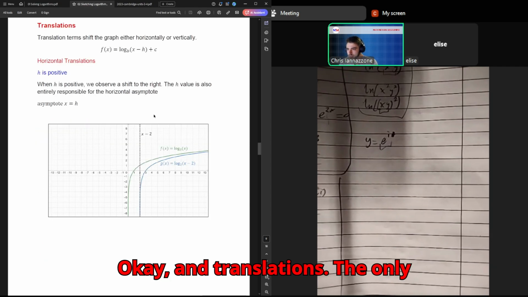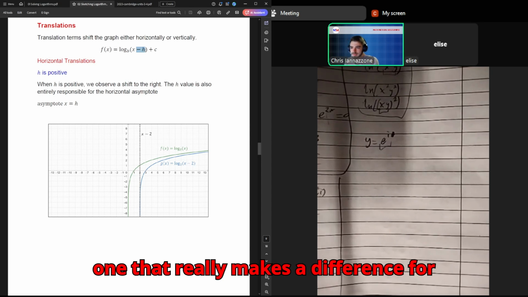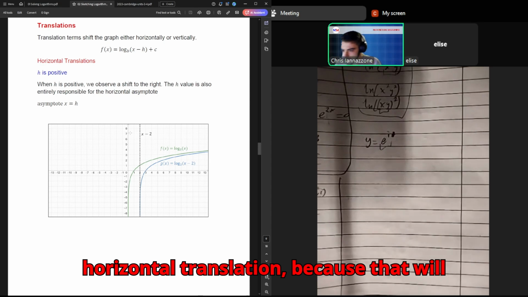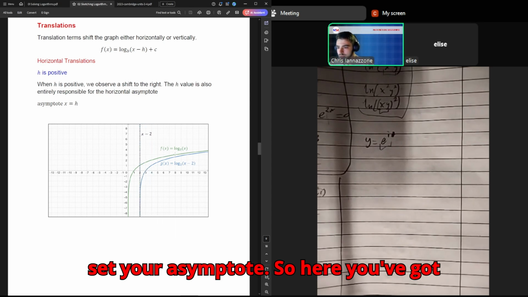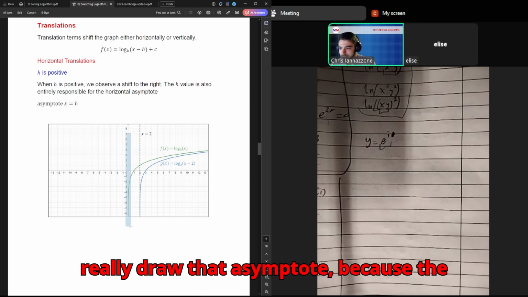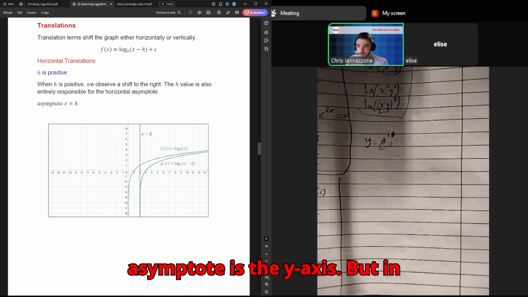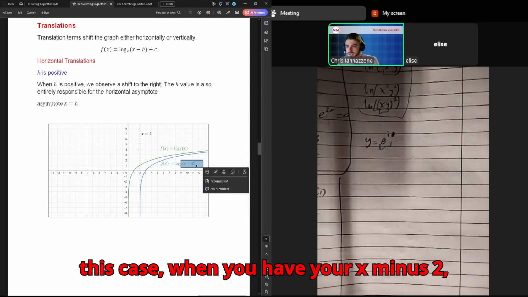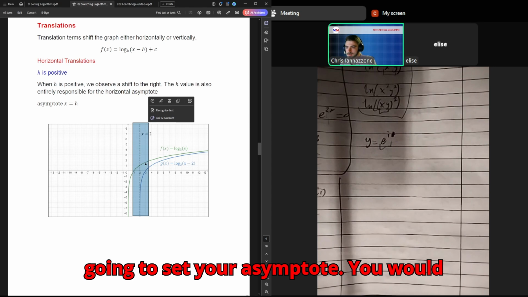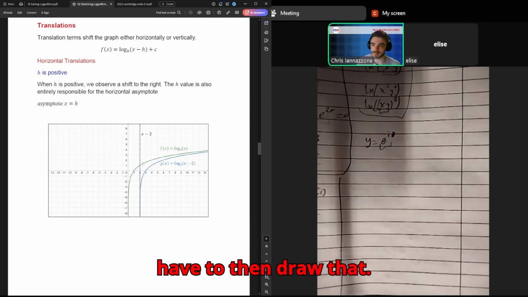Okay, and translations. The only one that really makes a difference for sketching by hand is going to be your horizontal translation, because that'll set your asymptote. So here you've got log 2 of x, which is the green. You don't really draw that asymptote because the asymptote is the y-axis. But in this case, when you have your x minus 2, you're shifting right by 2. And so that's going to set your asymptote. You would have to then draw that.